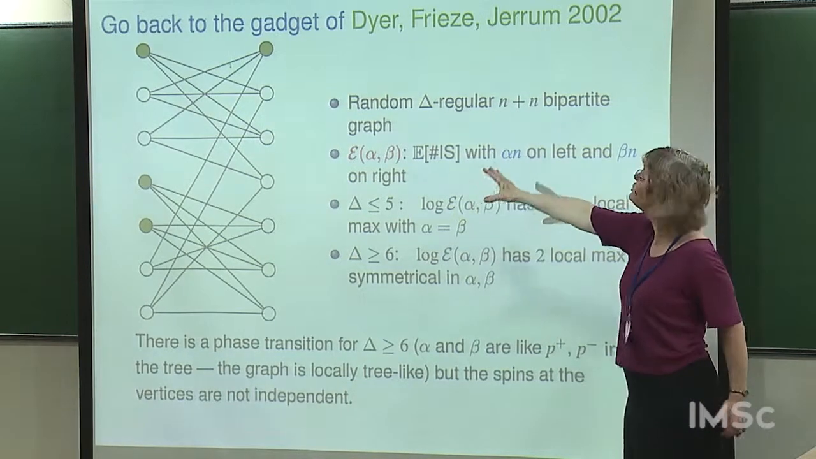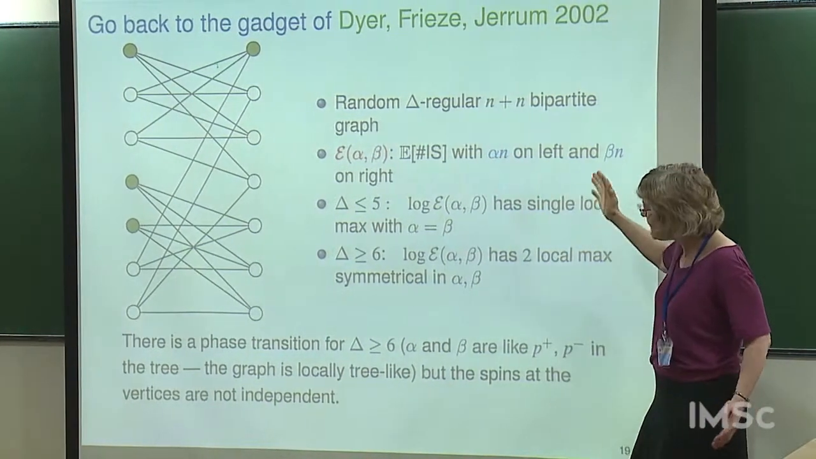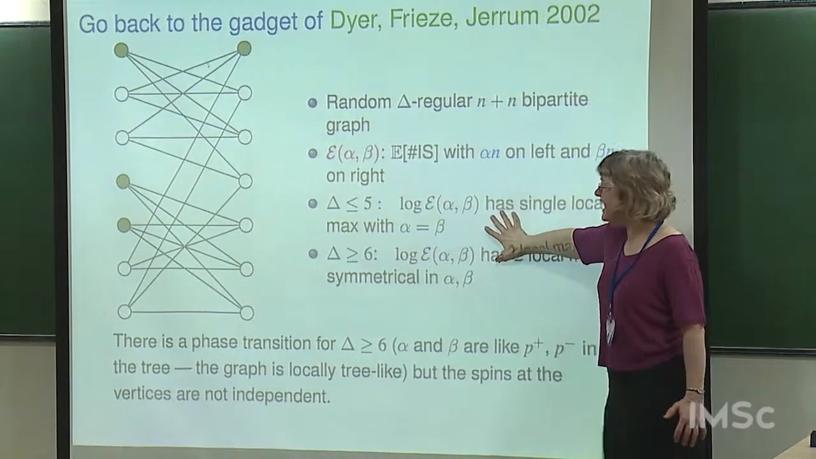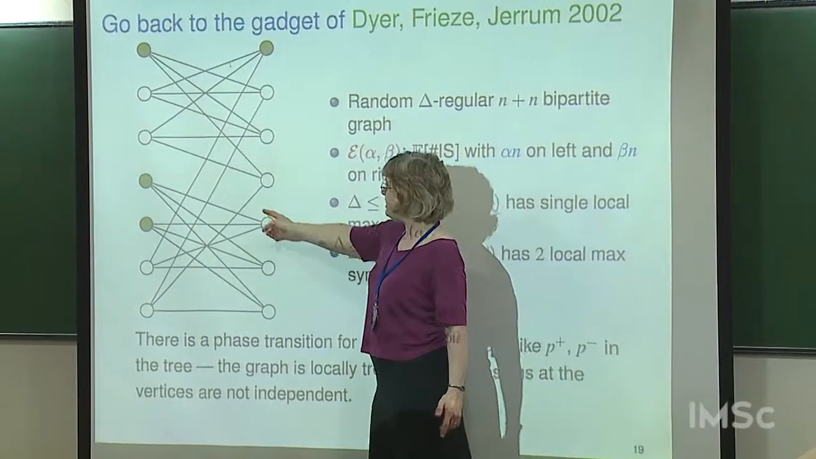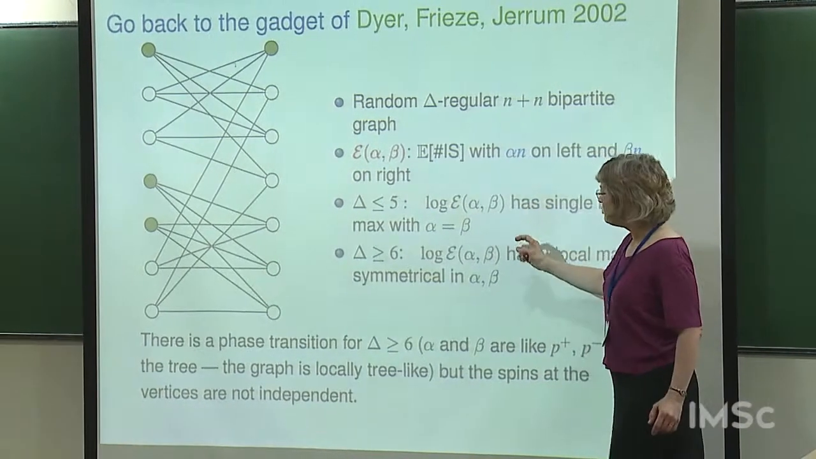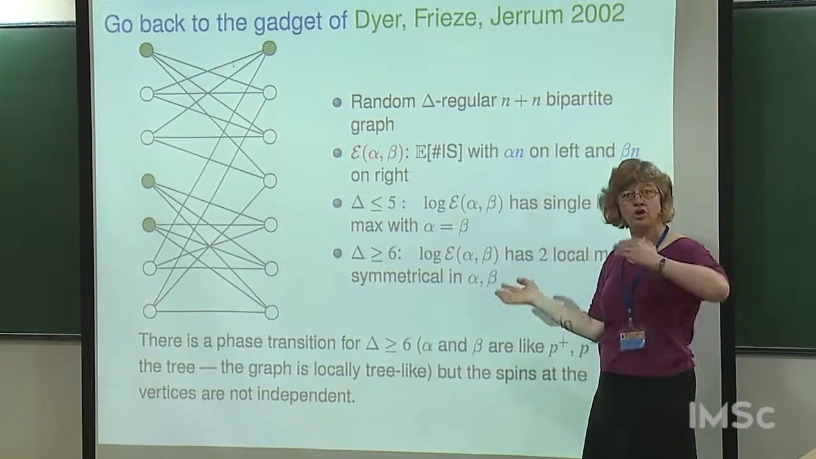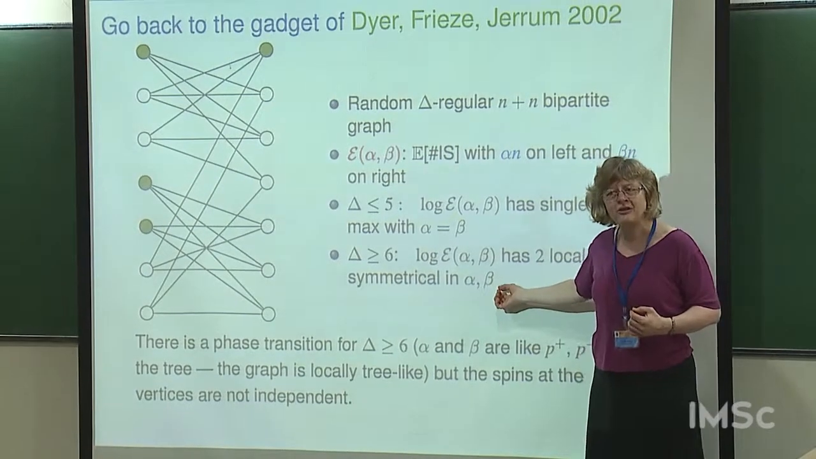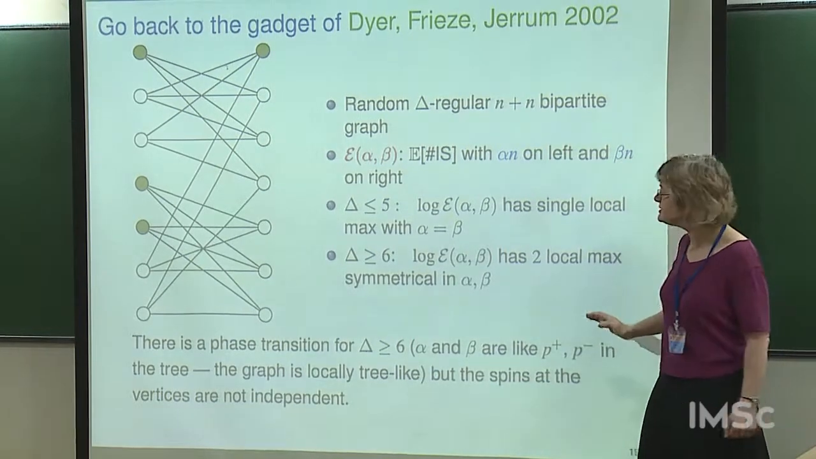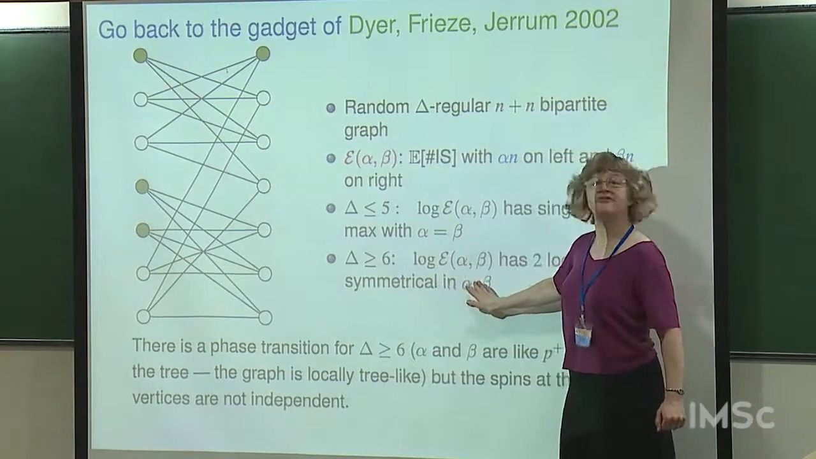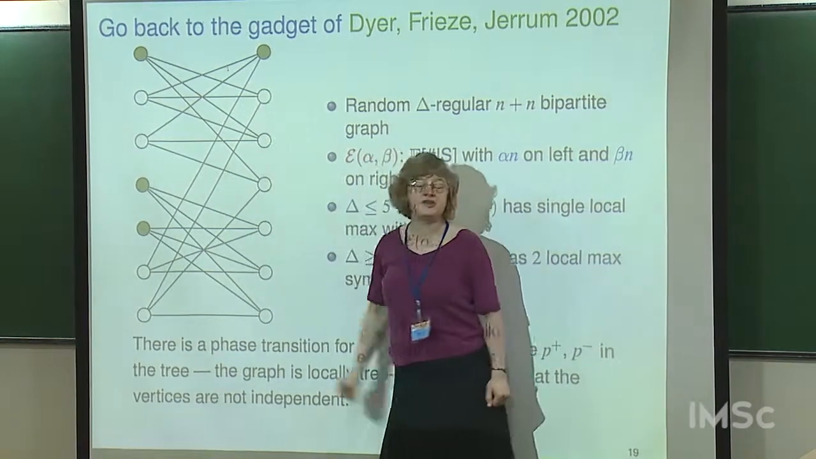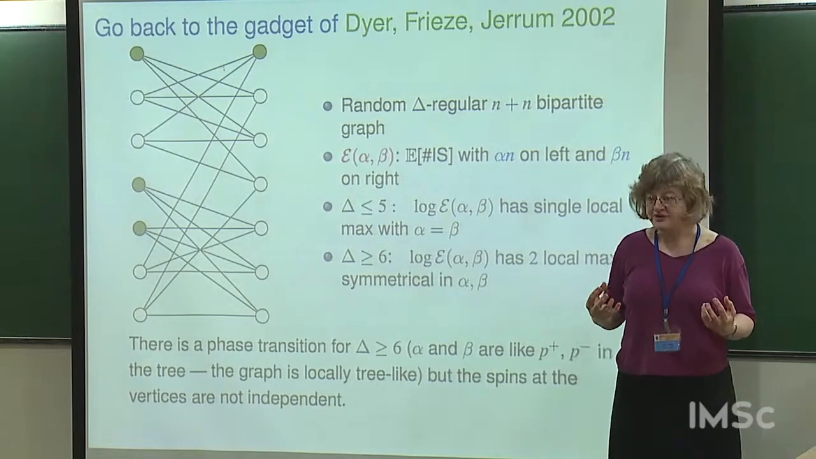he goes back to Friesen-Jerrum's gadget, which we've already seen. Let me just go back to this gadget. We know from before that if the degree was at most 5, there was a single local maximum. If the degree is at least 6, there are 2 local maxima. Those are like the P plus and P minus in our tree. Now, the point is, that's true. So there is a phase transition here, but these leaves, these vertices, are still very correlated.